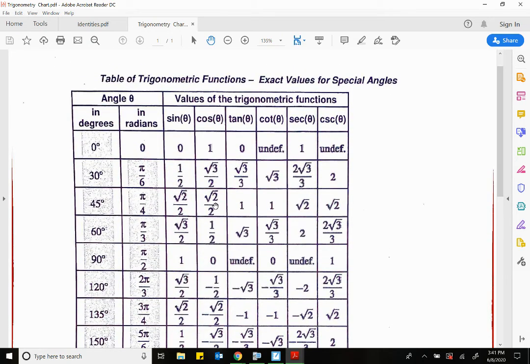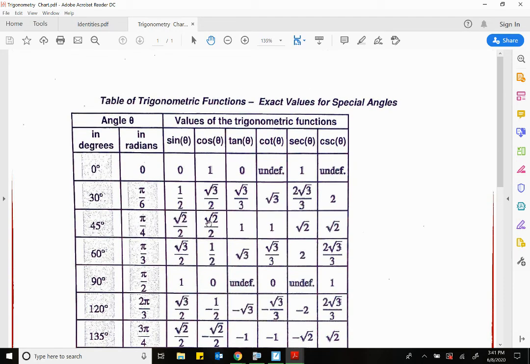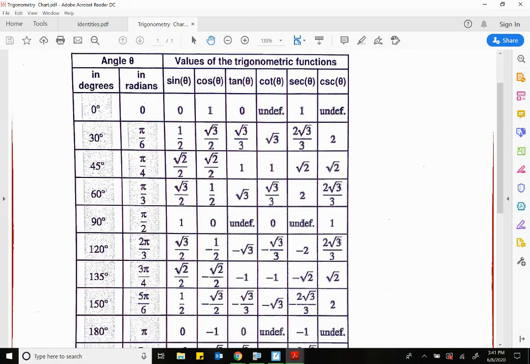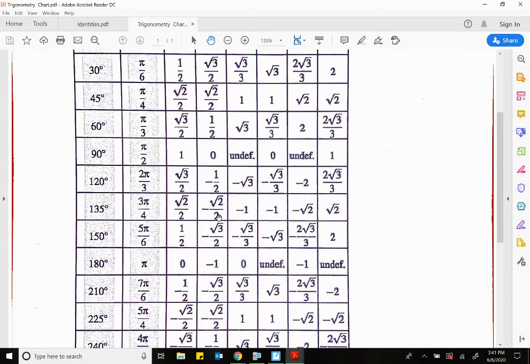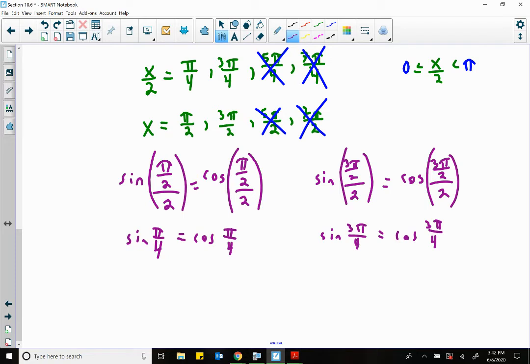so pi fourths, yep, they're both the same. Square root of 2, square root of 2, square root of 2 over 2, square root of 2 over 2. If you go down to 3 pi fourths, notice they are not the same. This is why we do that check. The cosine is actually a negative square root of 2 over 2. So this checks out because it's the square root of 2 over 2 on both sides. So that checks. So pi fourths is a valid answer.